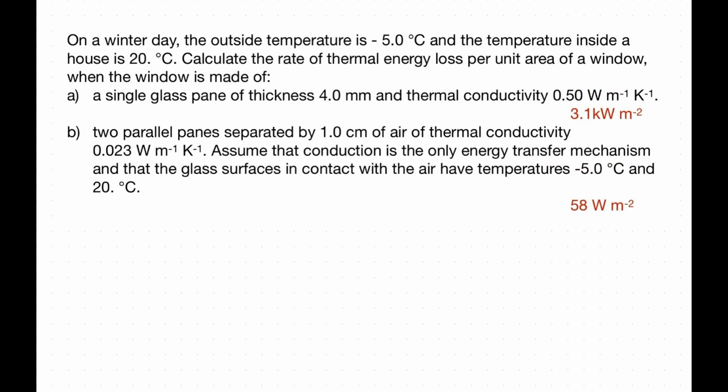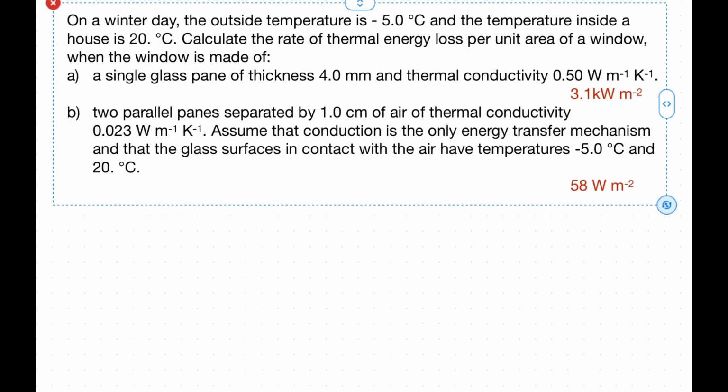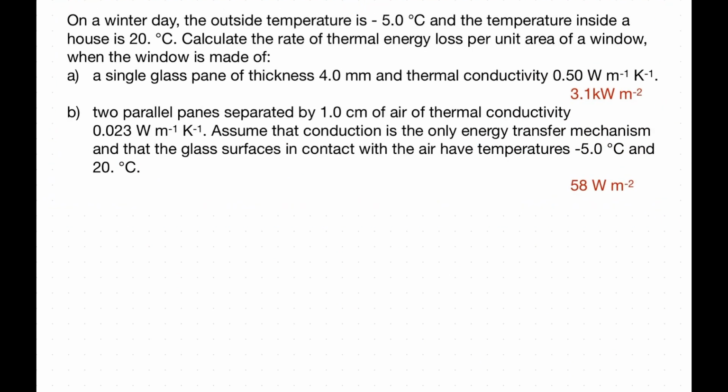Last one. On a winter's day outside, we have a temperature difference. This is the idea of a double glazing of glass. So for our single pane of glass, we're just looking at a window. Our A is going to be very similar to what we did before. So our delta Q on delta T times by our area is going to be equal to our thermal constant times the difference in temperature divided by the separation between them.